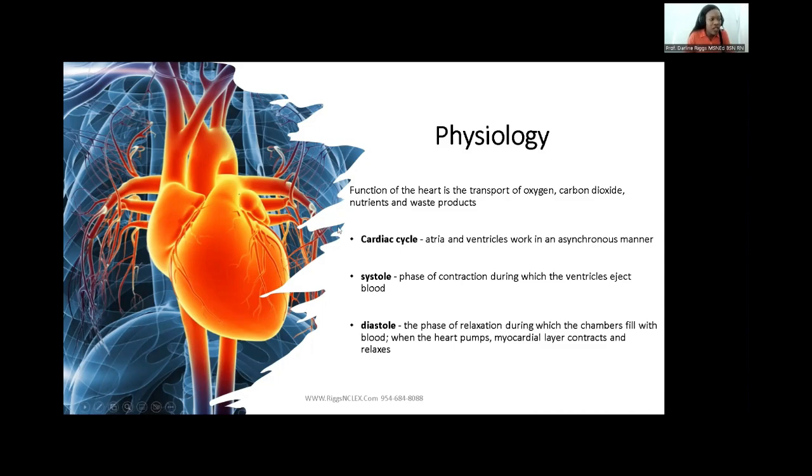So physiologically, the function of the heart is to transport oxygen, carbon dioxide, which is waste, and nutrients throughout the body. Okay? The atrium and the ventricle, they work asynchronously in order to keep us functioning. So you know we have systole and diastole. Whenever we have systole, that's when the heart is contracting. But the heart is not always in a contracting mode. It also relaxes at one point to receive blood. So the relaxation is called diastole, where the heart is relaxing and the chambers are filling up with blood before another contraction.